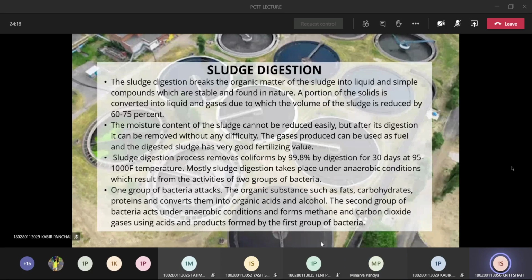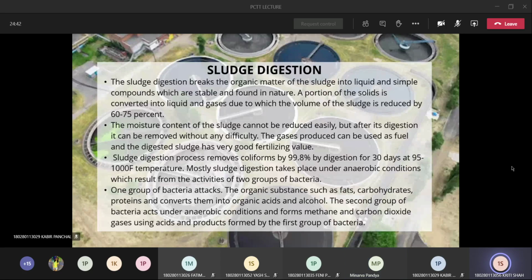Coliforms are present in sewage sludge generally, and they're very harmful if they get mixed with groundwater. That's why sludge digestion is used to remove coliforms by an extremely large percent. There are two methods of sludge digestion, which are aerobic and anaerobic.